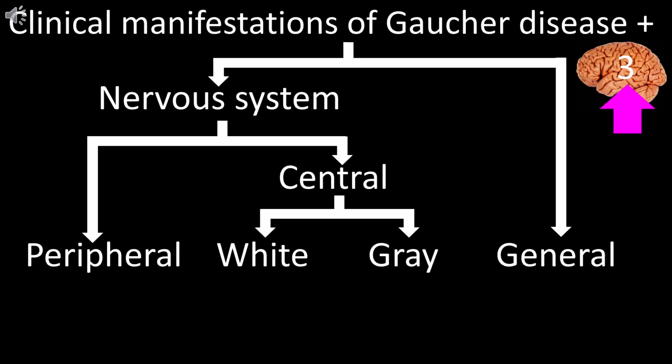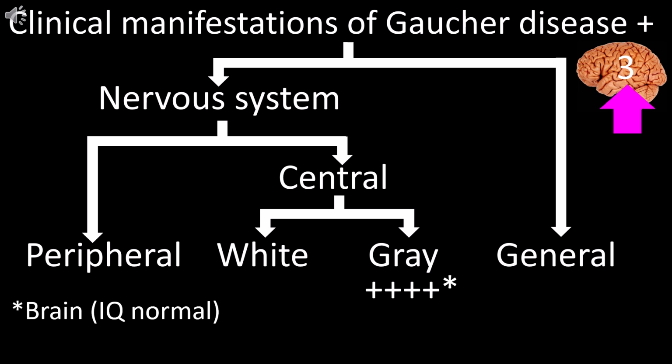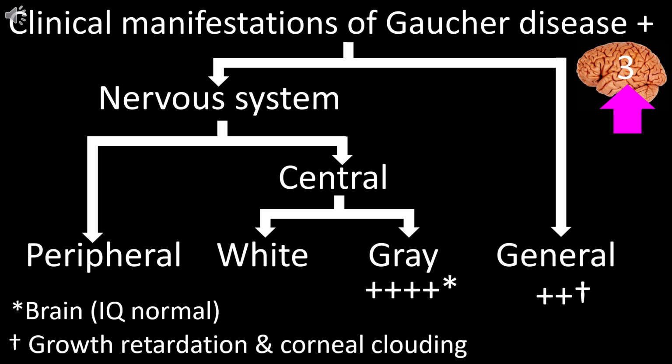Gaucher disease type 3 manifestations usually start after 6 years of age and have a chronic course. Neurological manifestations reflect gray matter pathology affecting the brain and especially the brainstem, often producing supranuclear ophthalmoplegia. IQ is often normal. Cerebral pathology in older patients may manifest as psychiatric symptoms. General manifestation ranges from minimal to severe and have a wide range of manifestations, including growth retardation and corneal clouding.